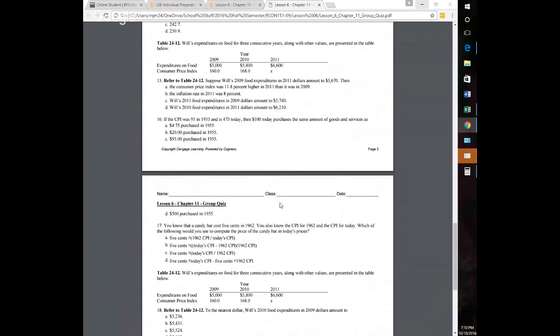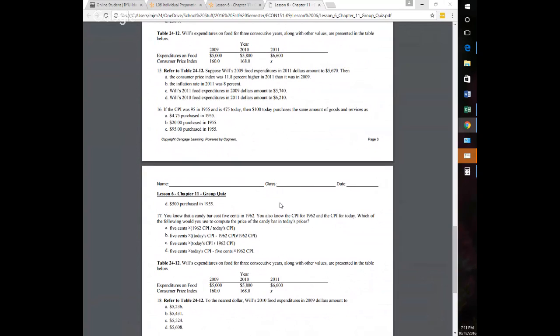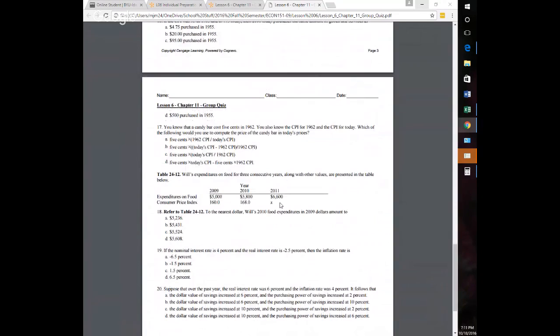Okay. You know that a candy bar cost 5 cents in 1962. You also know the CPI for 1962 and the CPI for today. Which of the following would you use to compute the price of the candy bar in today's prices? I put C. That's what I got. Me too. Yep. Awesome.